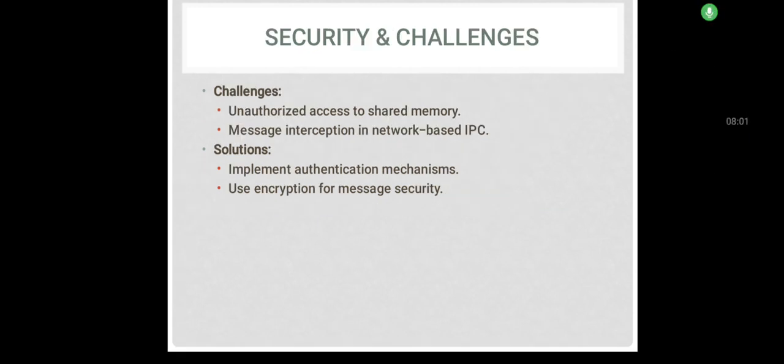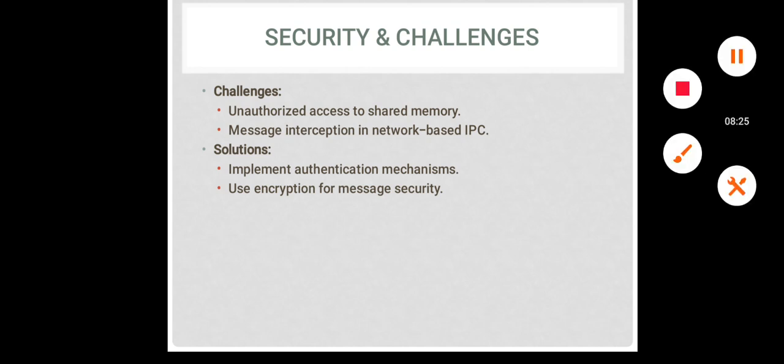And we discuss security and challenges in IPC. First, challenges. Unauthorized access: a process may access shared memory without permission. And next, message interception: network-based inter-process communication messages can be intercepted. Solutions: implement authentication mechanisms and use encryption for message security.